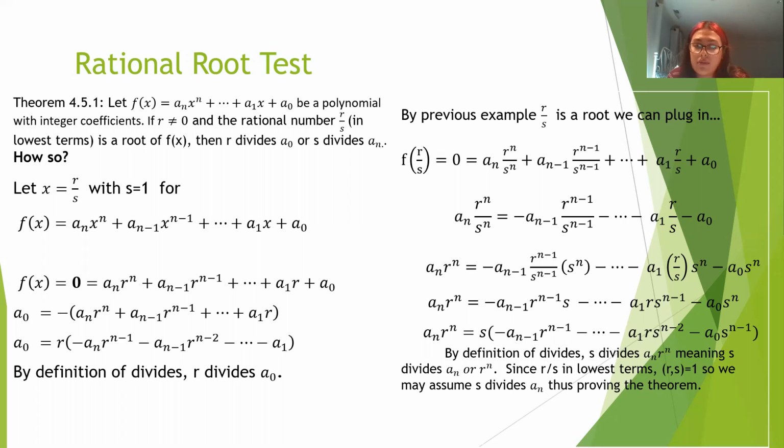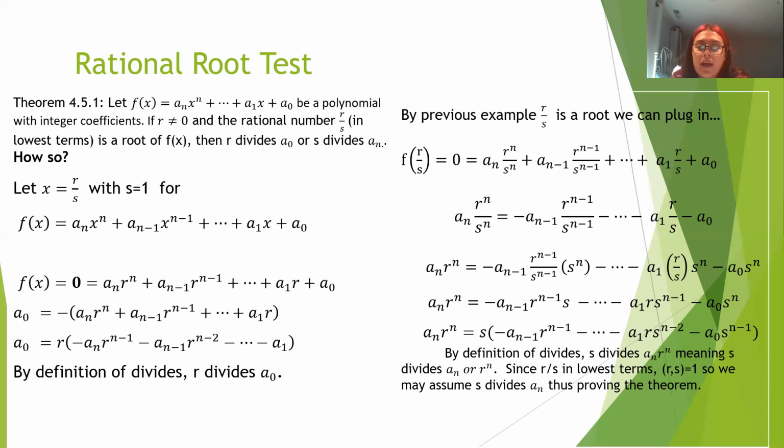f of r over s equals 0, which equals a sub n times r to the n over s to the n, plus a sub n minus 1 times r to the n minus 1 over s to the n minus 1, added up until a sub 1 times r over s plus a sub 0. Now, since we want to prove that s divides a sub n, we're going to isolate the term with a sub n in it on one side. And as you can see, all the other terms become negative.